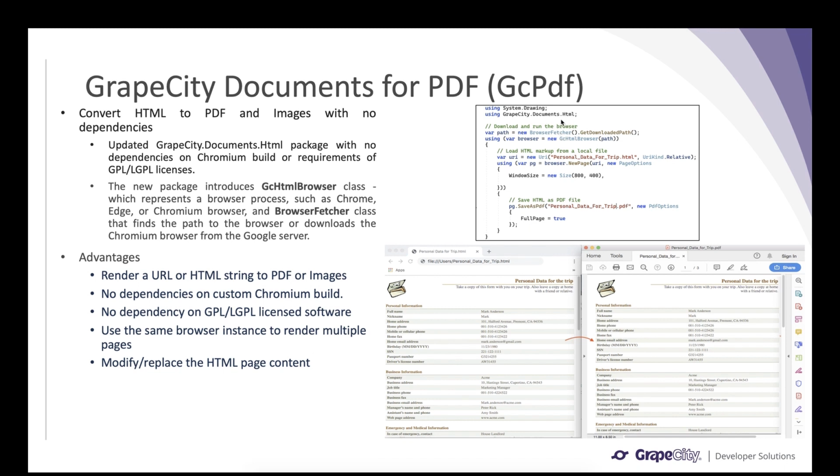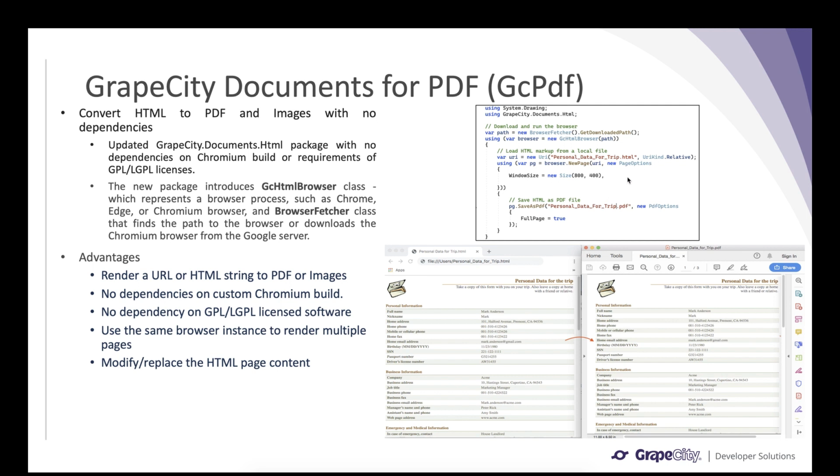So in the code, you import the GcHTML package, download and run the browser using the browser fetcher class, and then you instantiate an instance of GcHTML browser, pass that path into it, and then you set the URI to the HTML file which you want to convert, create a new page of HTML page type, and you pass that URI into it and set the various page options. For example, the window size.